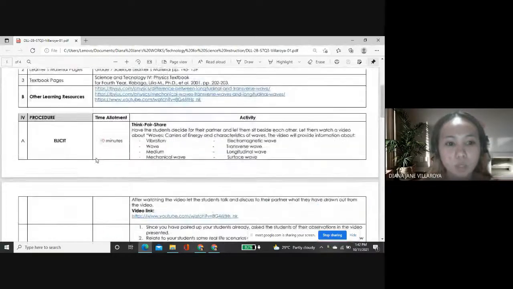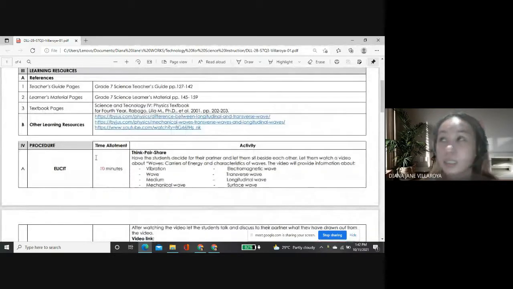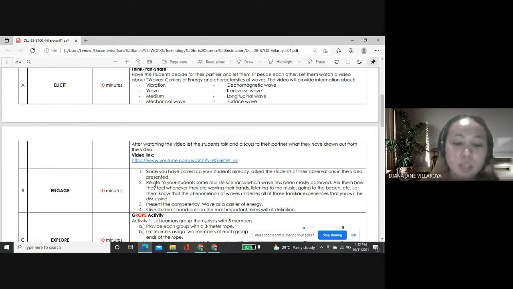So first, with the elicit, it's a 10-minute activity in which you are to pair your students. It's entitled Think, Pair, Share, and then have the students decide for their partner and let them sit beside each other. Let them watch a video about waves, carriers of energy, and characteristics of waves, so that they'll be familiar with the words such as vibration, wave, medium, mechanical, and so on. And after watching the video, let the students talk and discuss with their partner what they have drawn out from the video. And the link for that video is stated here.